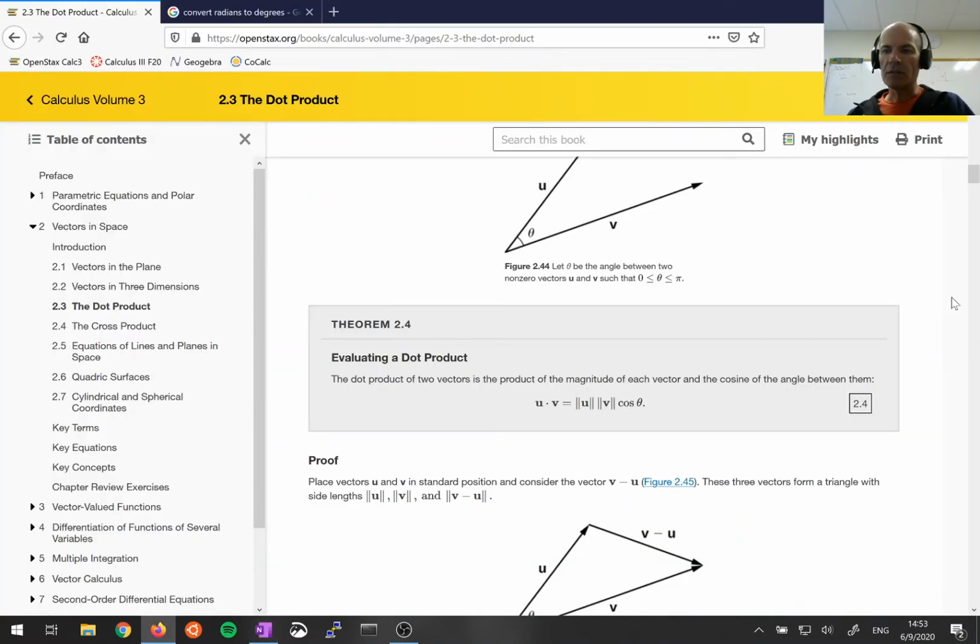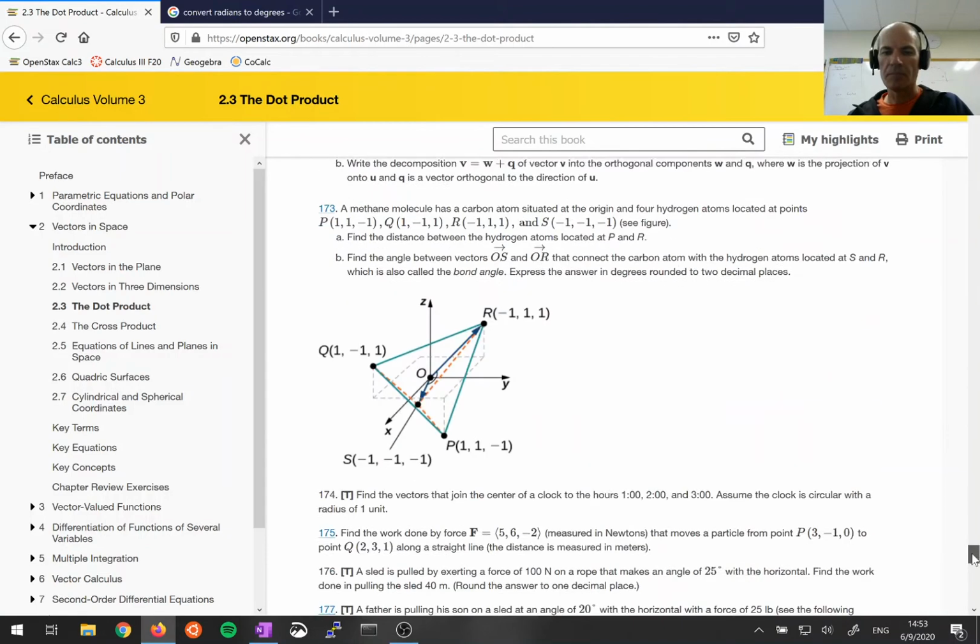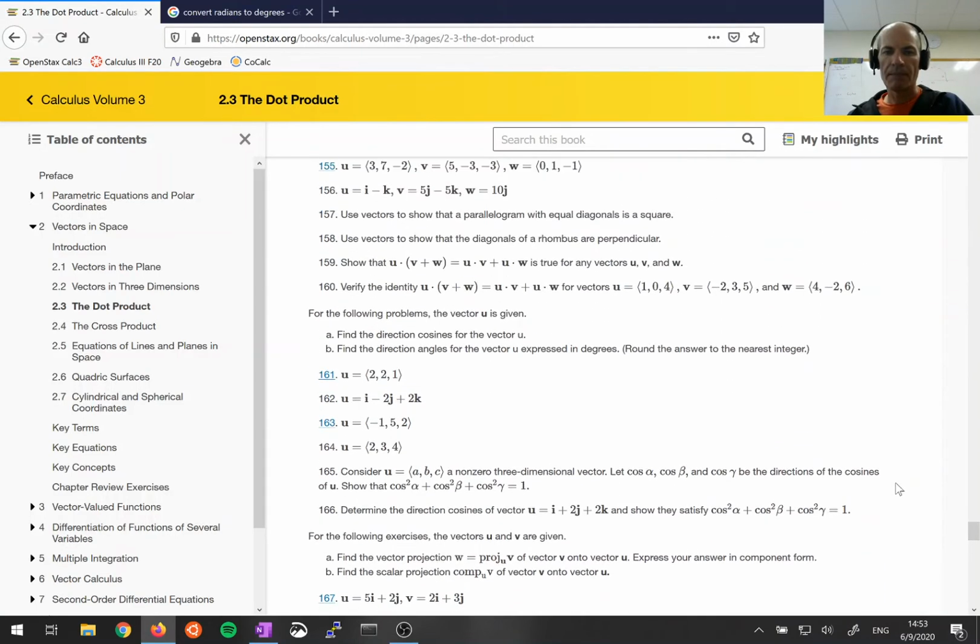In 162, we want to find the direction cosines for the vector and the direction angles in degrees. All right, the direction cosines are just the cosines of the angles associated with those dot products, and then the angles are the actual arc cosines. Let's look at 162.